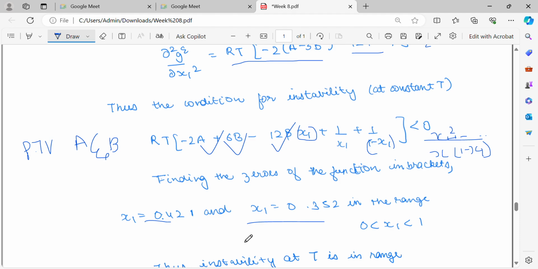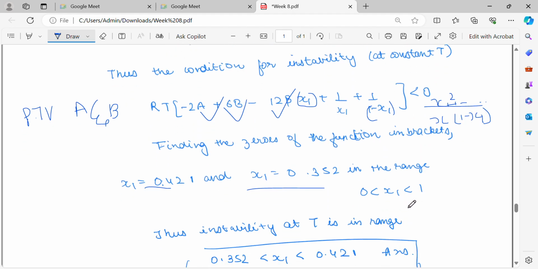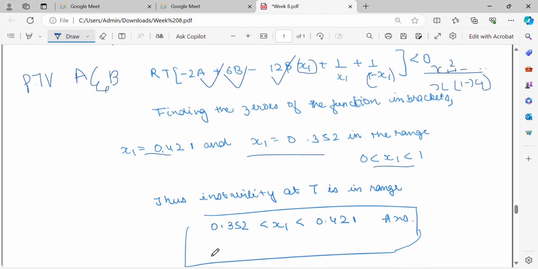You can try solving this for a minute and see that x1 will be in the range of 0 to 1, thus instability will be in this region.